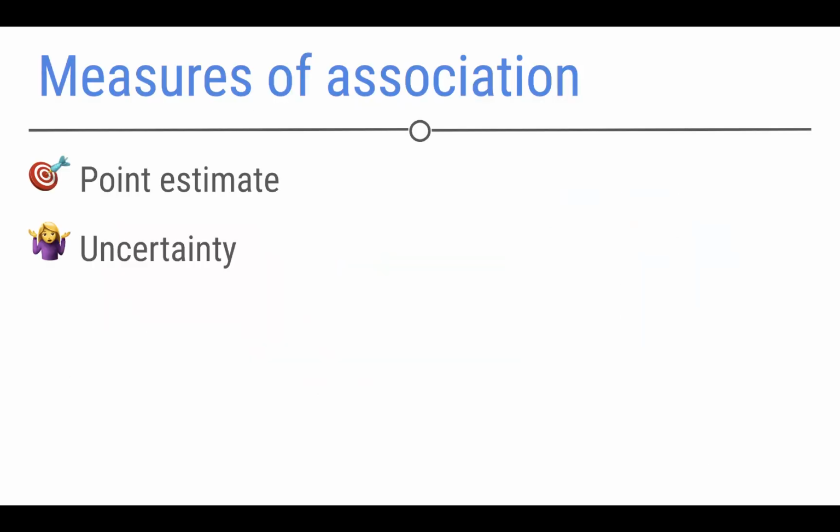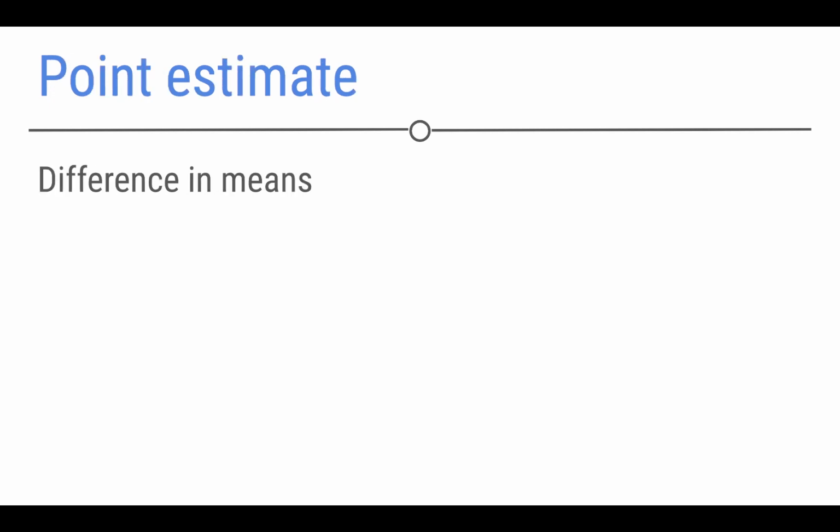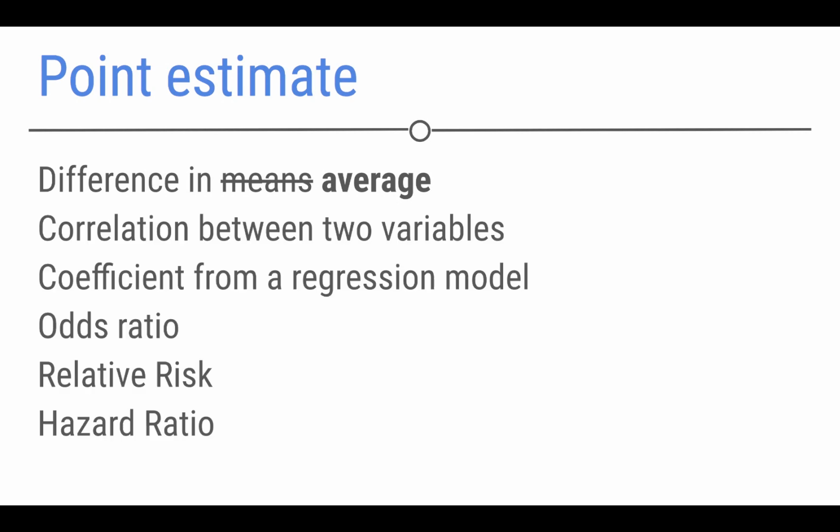So the two main ways to quantify an association are through the point estimate and some uncertainty. So in this section, we're going to focus on the point estimate. In the simplest case, the point estimate is the difference in means between two groups, or the difference in the average between two groups. Other point estimates that are commonly seen in the medical literature include the correlation between two variables, a coefficient from a regression model, an odds ratio, a relative risk, or hazard ratio. We're going to discuss these different types of point estimates in more detail in the statistical models section.